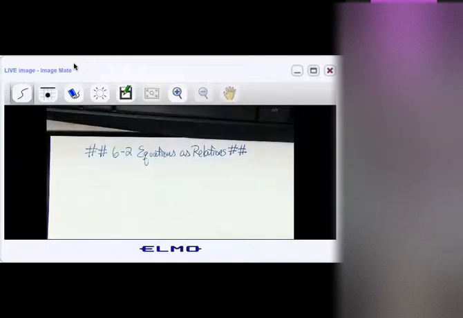Okay. All right, so equations as relations. We were talking about relations yesterday, ordered pairs. We talked about taking an ordered pair and putting it into a table, and also plotting them on a graph, okay? So today what we're gonna do is we're going to look at equations.